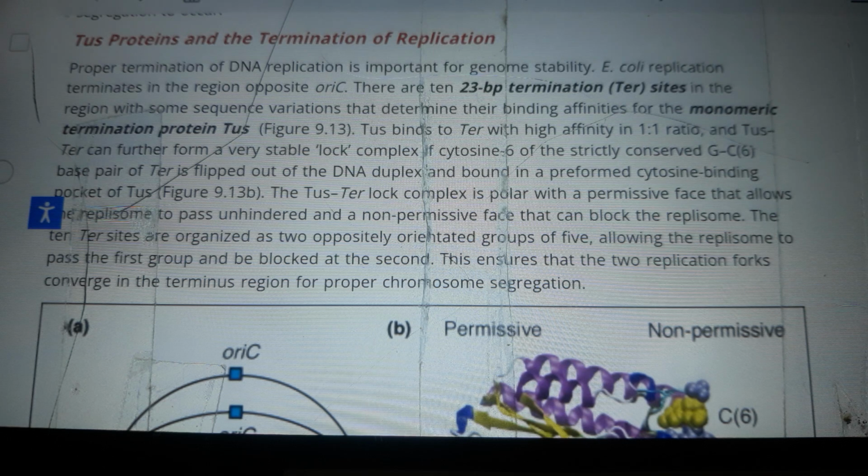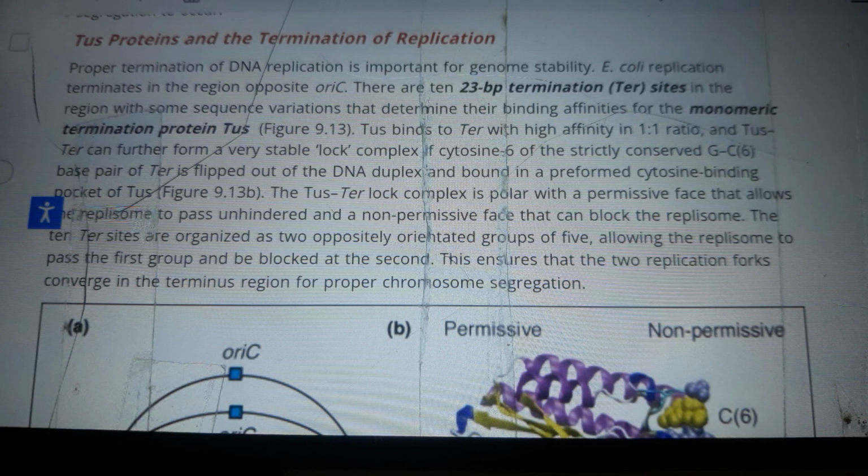Proper termination of DNA replication is important for genome stability. E. coli replication terminates in the region opposite oriC. There are 10 23-bp termination Ter sites in the region, with some sequence variations that determine the binding affinities for the monomeric termination protein Tus.